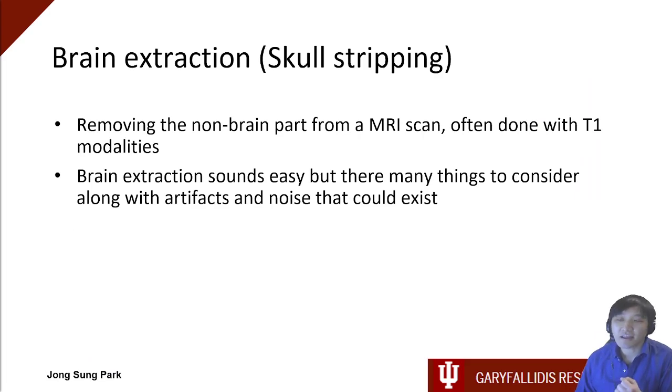So what is brain extraction? It's a method also frequently called skull stripping. It's removing the non-brain part from an MRI scan, which is often done with T1 modalities because whatever type of MRI scan you acquire, you usually acquire the T1 scan with it. And brain extraction can sound easy, however, there are many things to consider, along with artifacts or noise that the MRI scan frequently has.